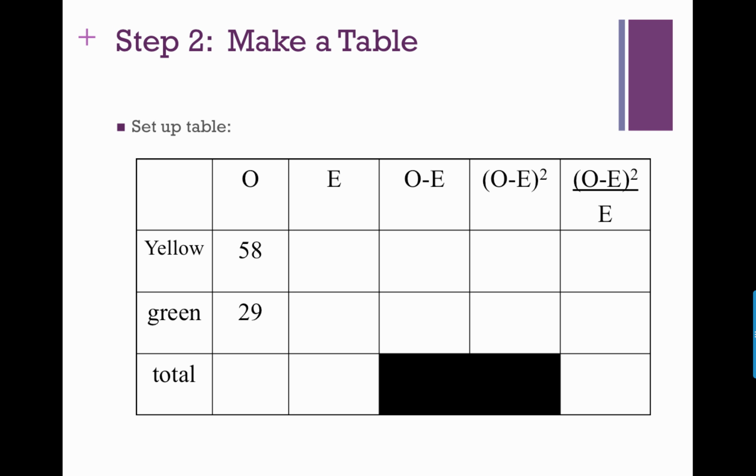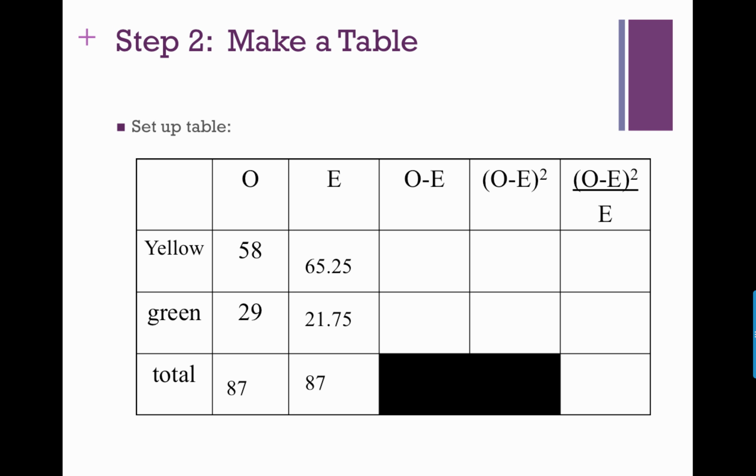So notice, if I have 58 yellow and 29 green, that's a total of 87 plants. That's in the O column, the observed column. Now my expected column, I have 87 total plants. I multiply by the fraction that I get from my Punnett square, which is 3/4. So 3/4 times 87 is 65.25. 1/4 times 87 is 21.75. And I want to add up the totals of both to see they're both, observed and expected, 87. So I know I haven't done anything weird here.